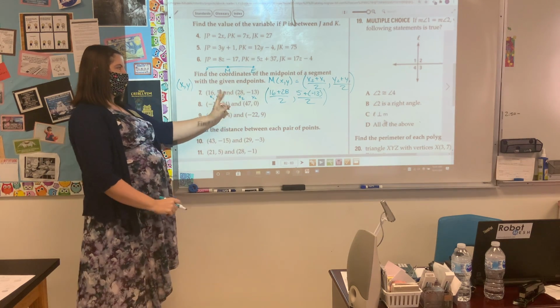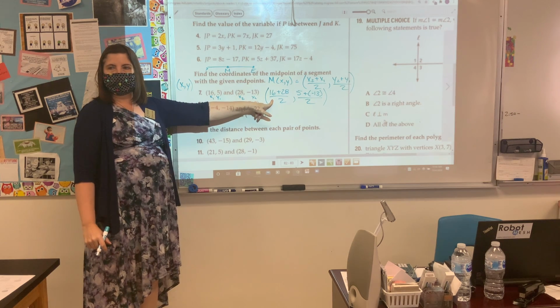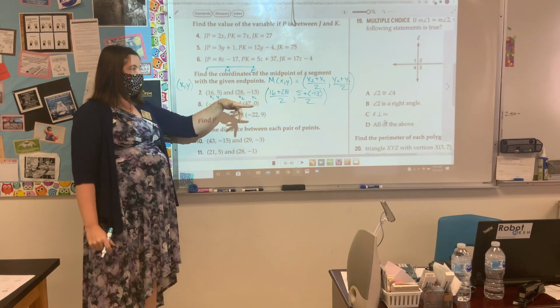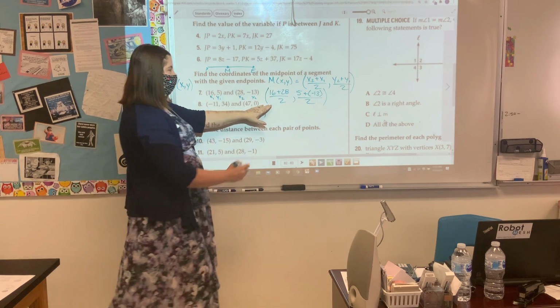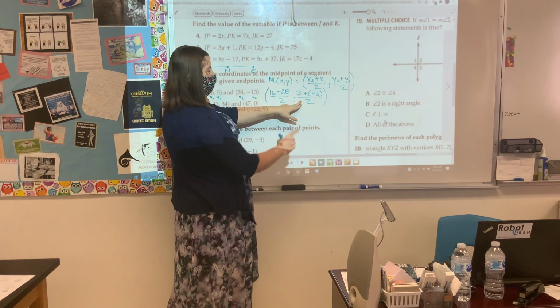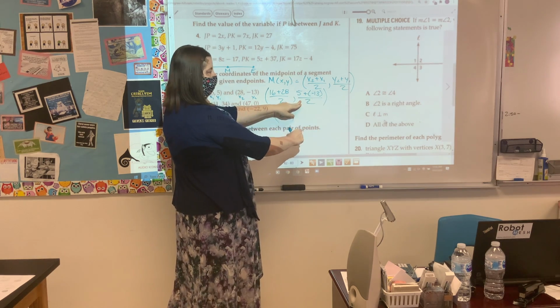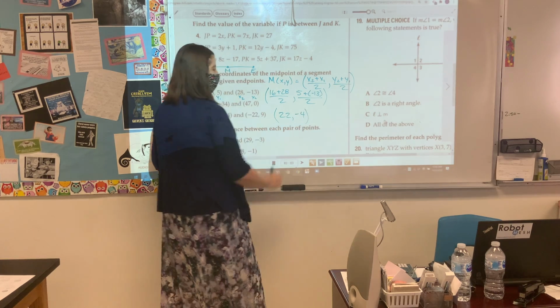Now, does it matter if we switch? Not in this formula, because we're adding. 16 plus 28 is 44, divide by 2, 22. 5 plus negative 13, that's negative 8, divide by 2, negative 4.